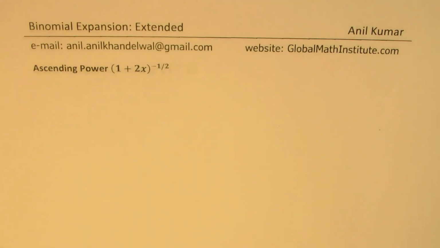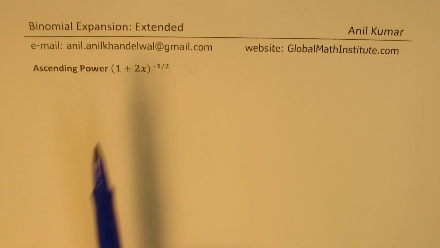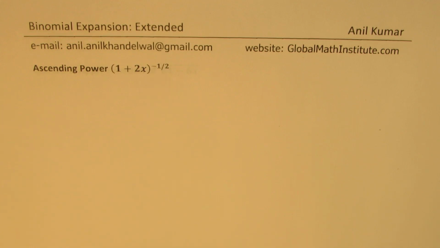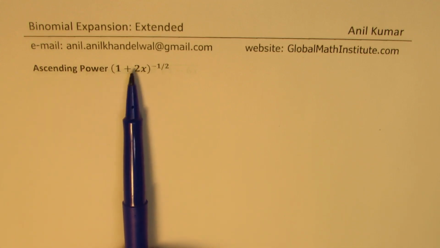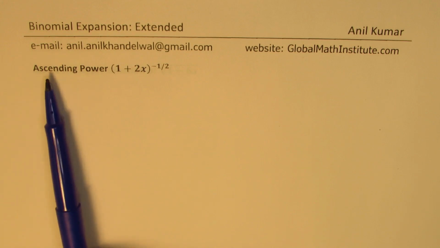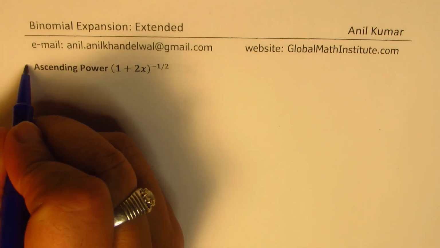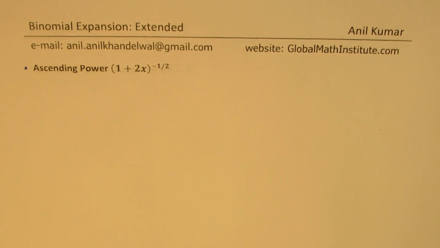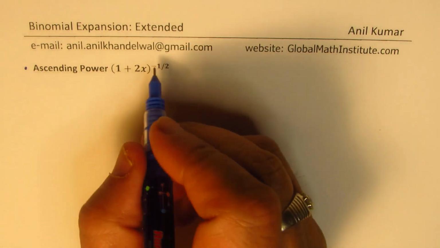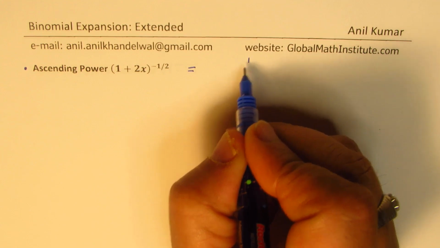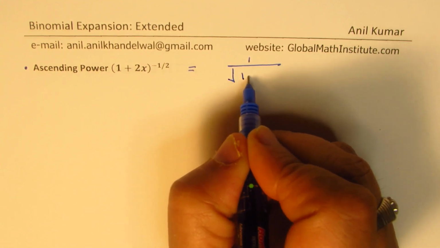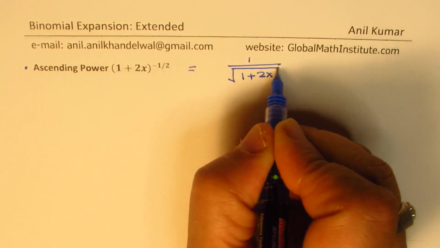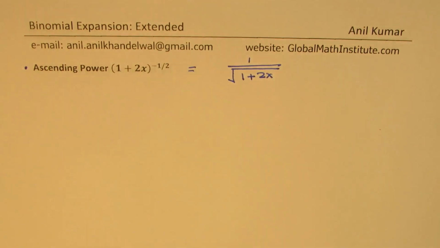Now, let's move on and take some more examples. Now this time we have a question, and instead of half, we have minus half in the exponent. And we have a term 1 plus 2x to the power of minus half. Your question here is to write this in expanded form, right? So this basically is kind of like this: 1 over square root of 1 plus 2x. Do you see that? Now we have to write this in expanded form using the binomial expansion.